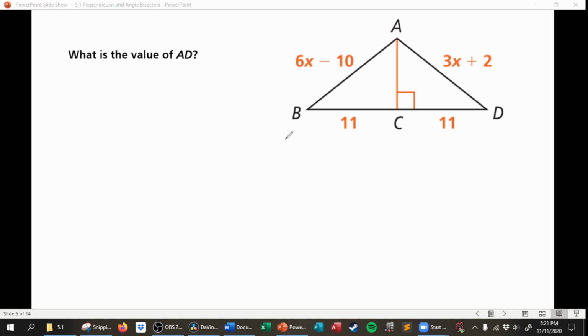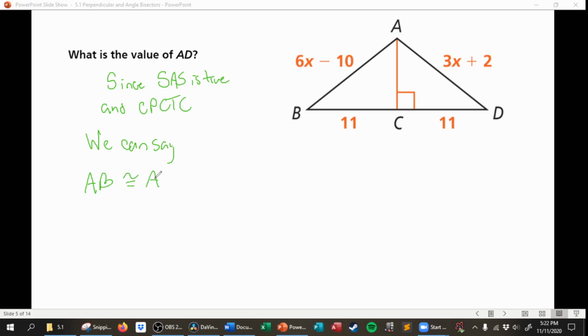That's just simply CPCTC since side-angle-side is true, and CPCTC, or the corresponding parts of congruent triangles, is a theorem that we know is true. We can say AB is congruent to AD because those are the corresponding parts, right?